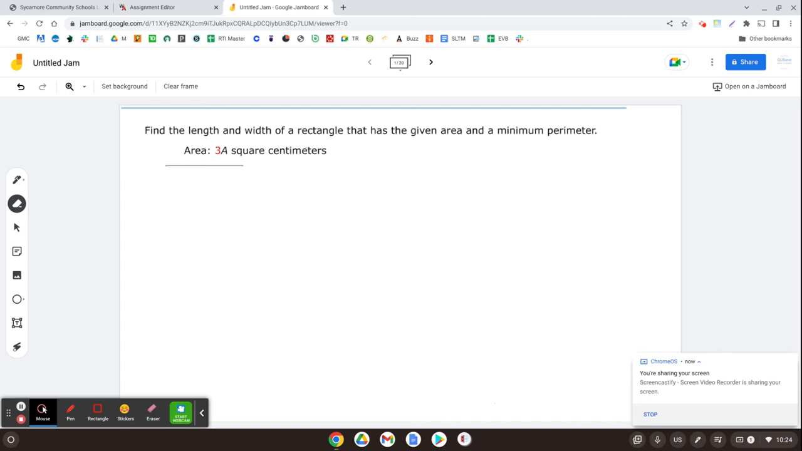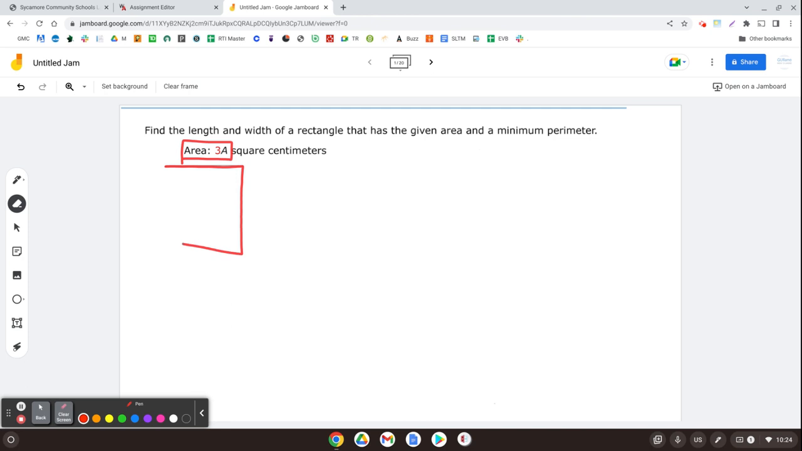All right, we got a little doozy here, number 2 from 3-7. What makes it difficult is that the area is being expressed as a variable, okay? But we can do this. So we've got a rectangle. And what do we know about this? Well, we know that the area is 3a. And they want to find the length and the width that minimizes the perimeter.